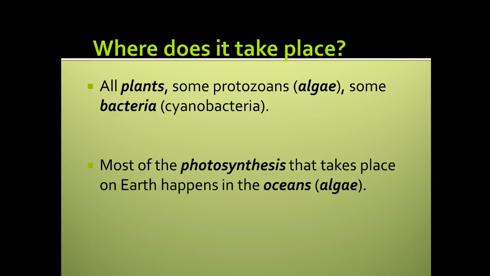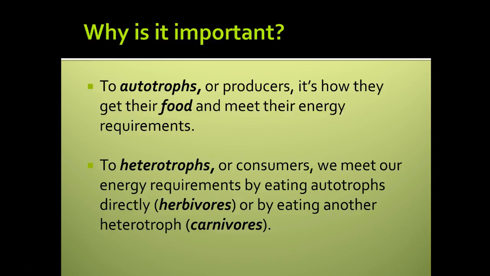So where does photosynthesis take place? Well, most of it takes place in the oceans because most of it occurs in algae, and algae are one of a major kind of what's called a protozoan. So all plants will photosynthesize. Some protozoans, those being algae, will photosynthesize, and a few bacteria will photosynthesize. Those are called cyanobacteria. And some of you know that cyan is actually a color. So cyanobacteria can photosynthesize.